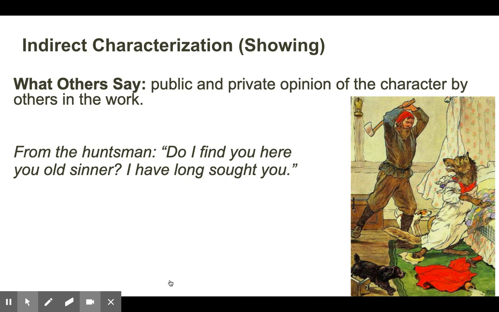Now, what others say about the character is also important. The public and private opinion of the character by others in the work. And we just so happen to have a huntsman's point of view in the story where he's talking to himself about the wolf. He realizes that the wolf is hiding in the grandma's cabin and sees her. And he says, "Do I find you here, you old sinner? I have long sought you." And so we get the feeling that there is a kind of long history between the huntsman and the wolf, and it's not a favorable one.